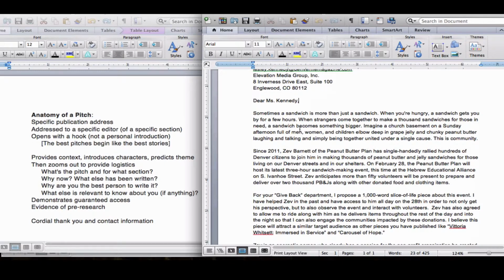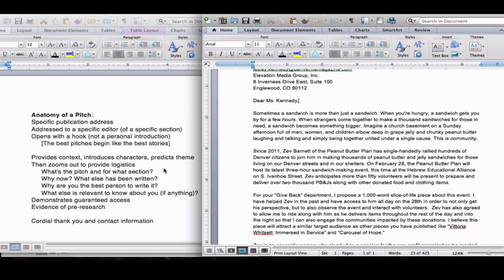Here's the first paragraph. "Sometimes a sandwich is more than just a sandwich. When you're hungry, a sandwich gets you by for a few hours. When strangers come together to make 1,000 sandwiches for those in need, a sandwich becomes something bigger. Imagine a church basement on a Sunday afternoon full of men, women, and children, elbow deep in grape jelly and chunky peanut butter, laughing and talking and simply being together, united under a single cause. This is community." Right? So this is a great hook.